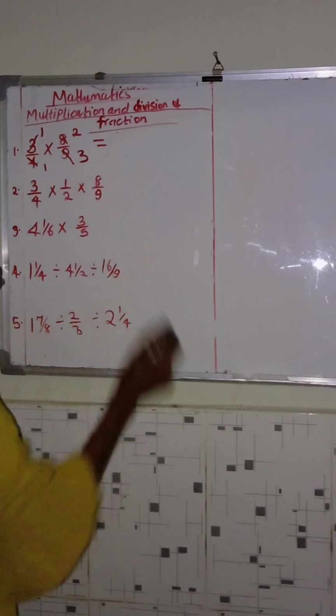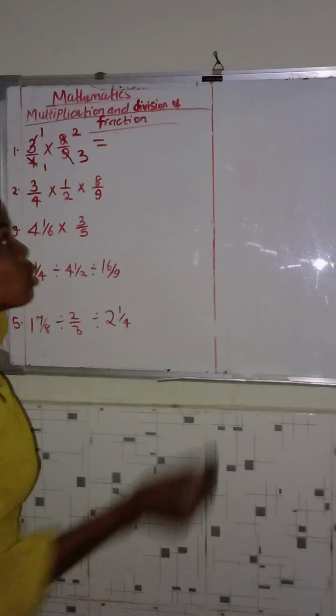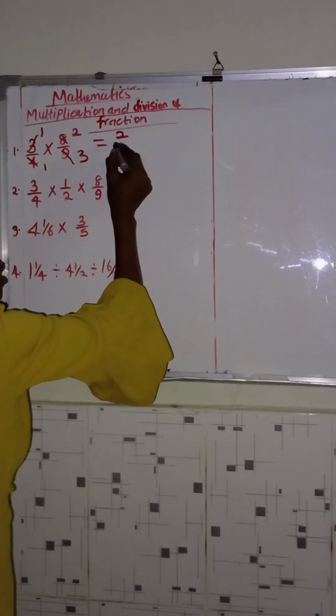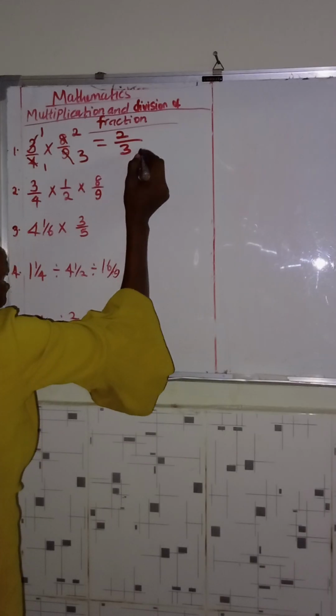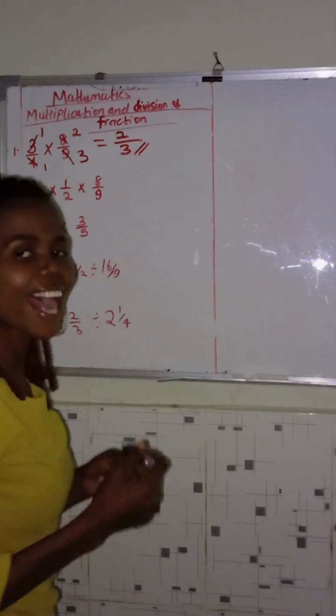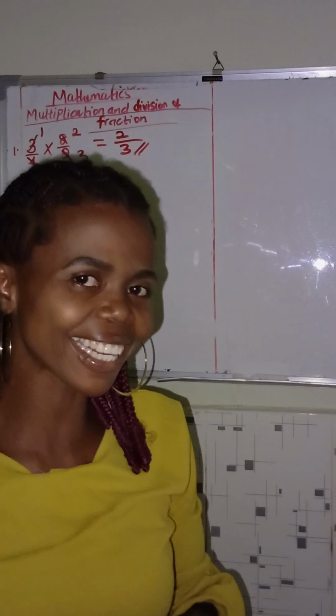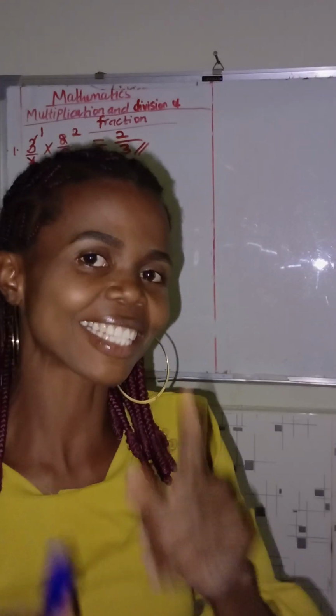And that's giving me what? 1 multiplied by 2, 2, all over 1 multiplied by 3, 3. And that's my final answer. It's simple, right? I know. Let's get to the second one.